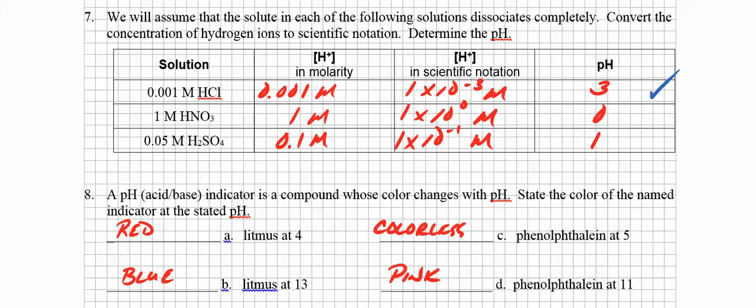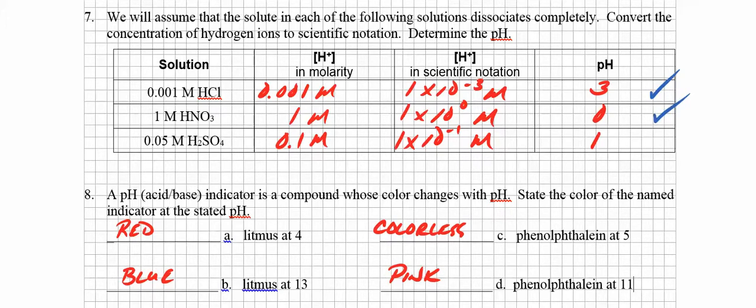If we have 1 molar HNO3, that's nitric acid, we're going to have a 1 molar hydrogen ion concentration, since nitric acid is also a strong acid, right? Like hydrochloric acid is a strong acid. So the molarity of the nitric acid is going to be the same as the molarity of the hydrogen ions in that solution. So we have 1 molar. Anything to the power 0 is 1, so that would be 1 times 10 to the 0 molar. So the pH is going to be 0, just like that.